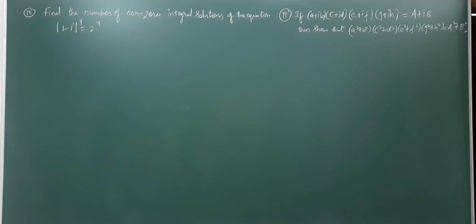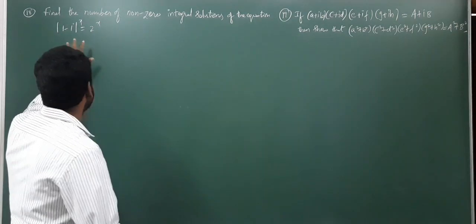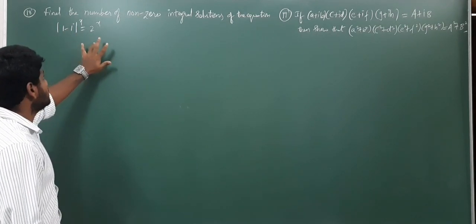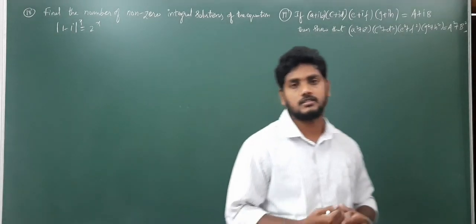Next, question number 18. The question is: find the number of non-zero integral solutions of the equation modulus of 1 minus i to the power x is equal to 2 power x. We need to find the number of non-zero integral solutions.